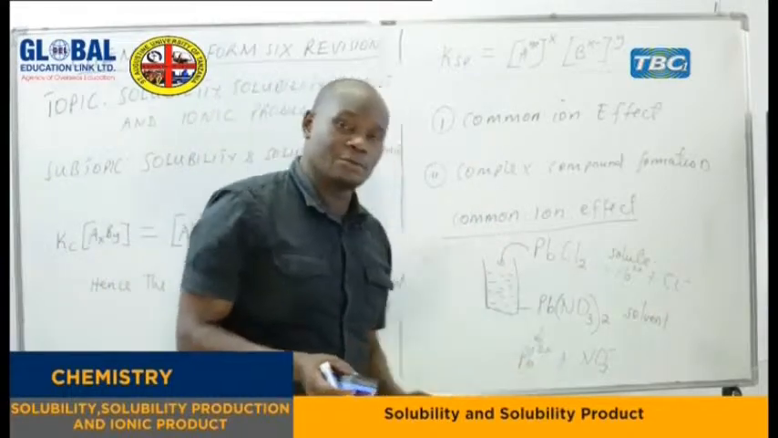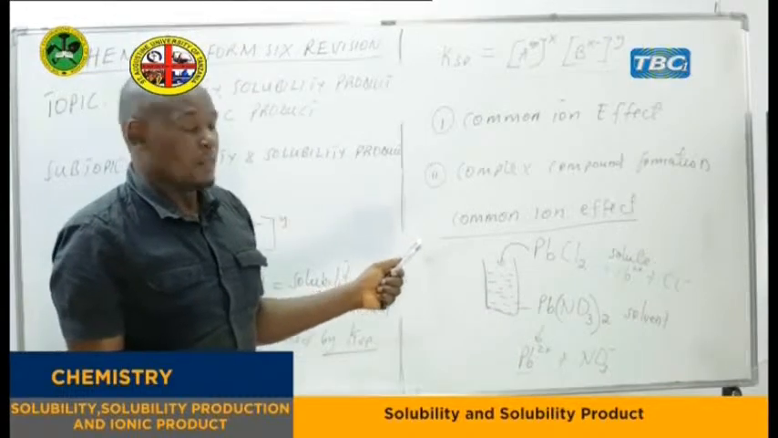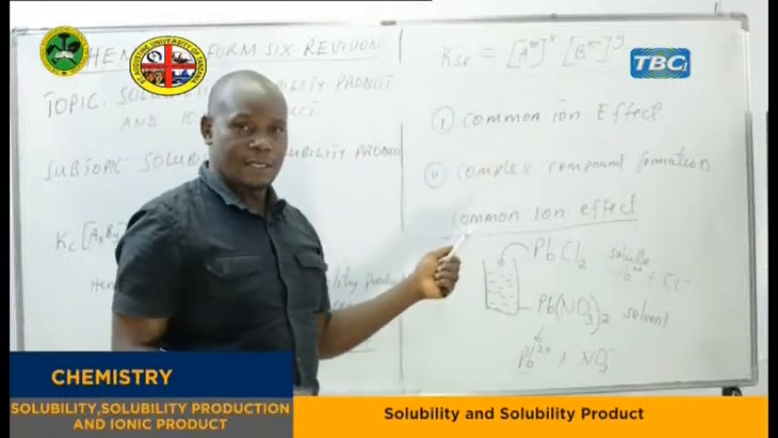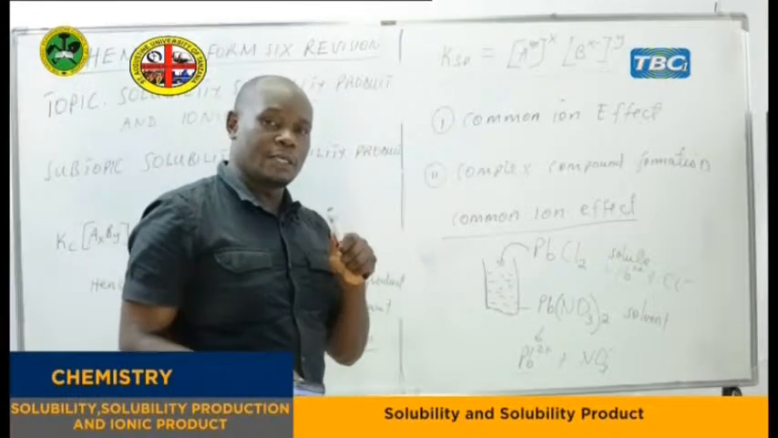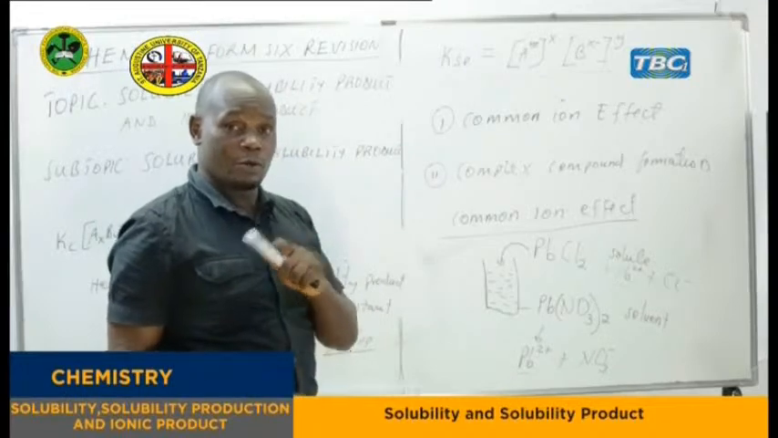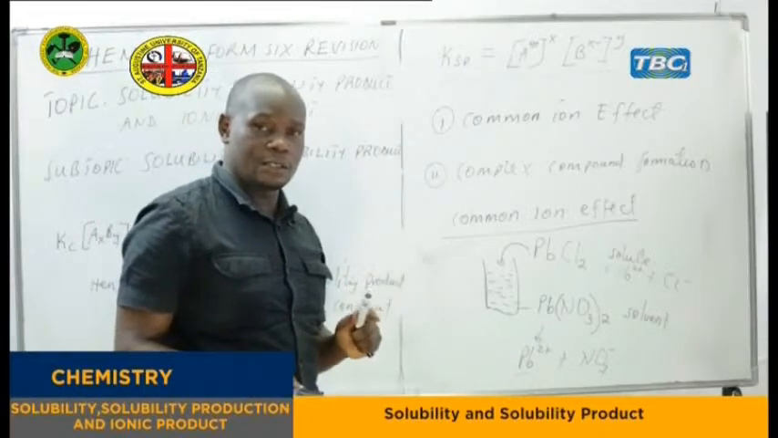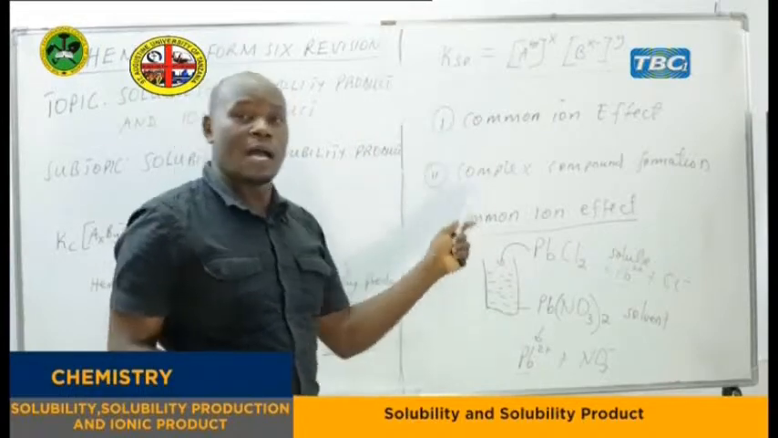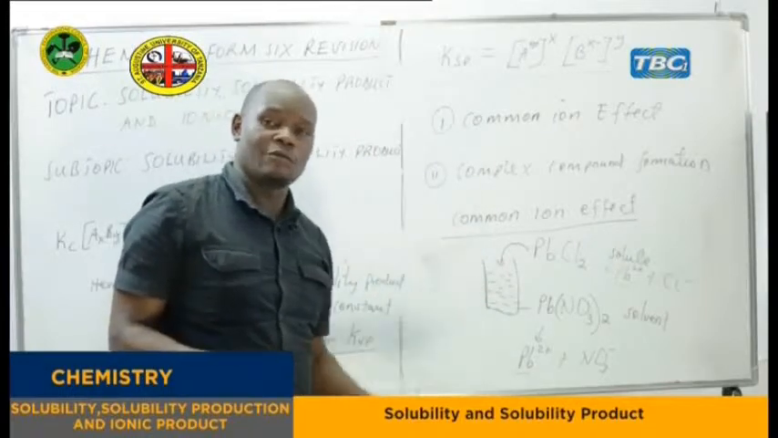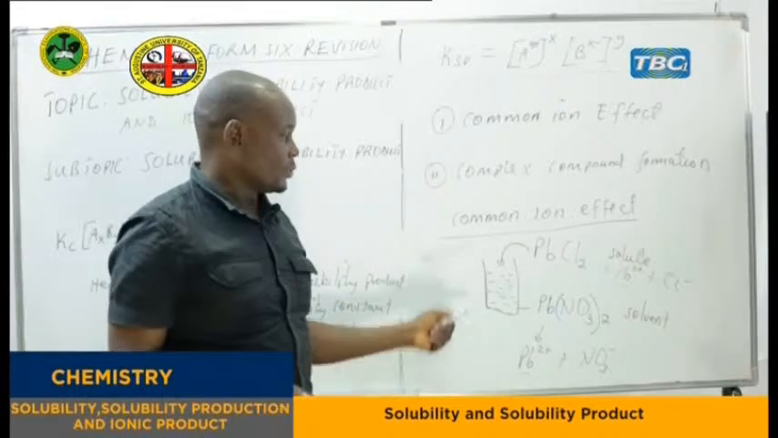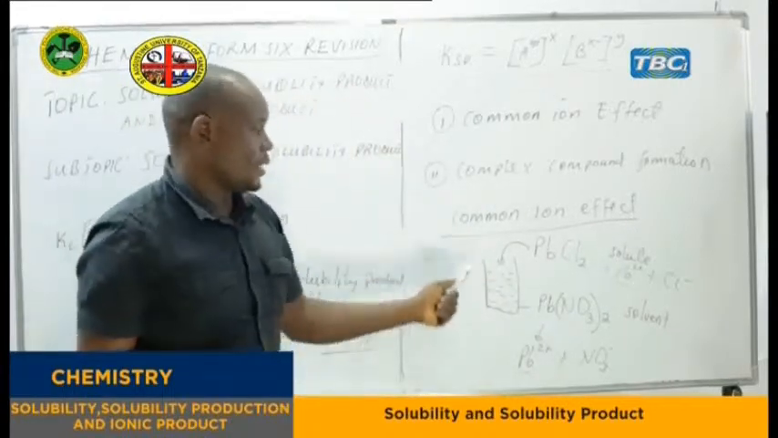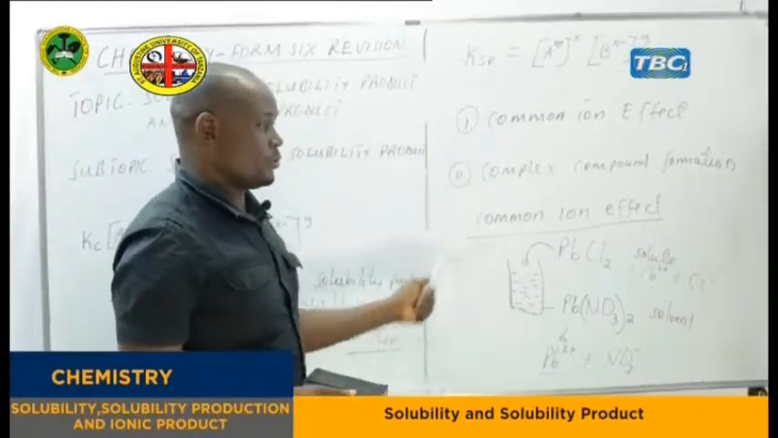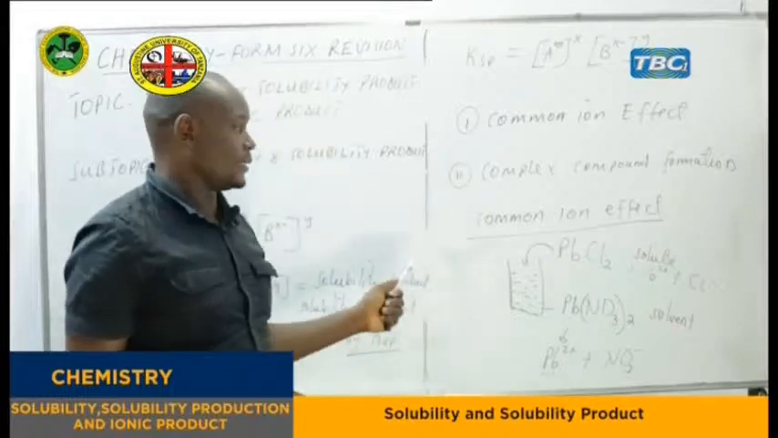And here, according to Le Chatelier's principle, the solubility product will also be affected. I know you remember it, and you can state it: the equilibrium will always shift in order to counteract the effect that has been produced. So this is what we call the common ion effect. And we have some examples that we will consider later on after our discussion.